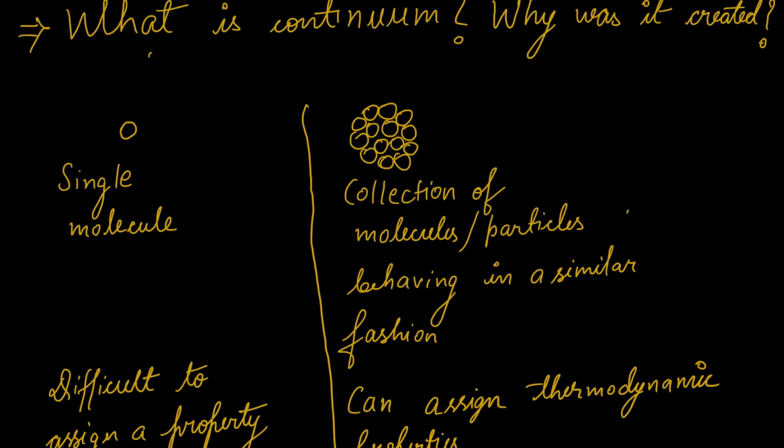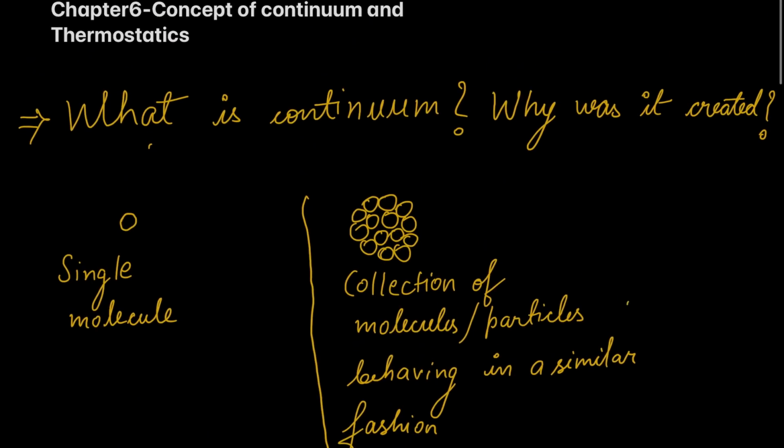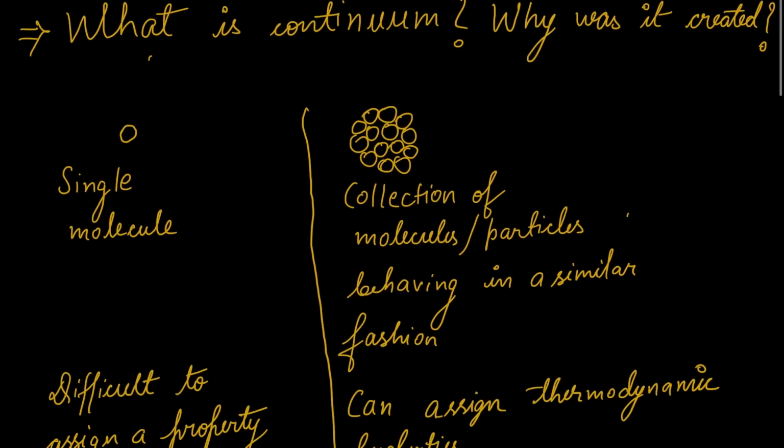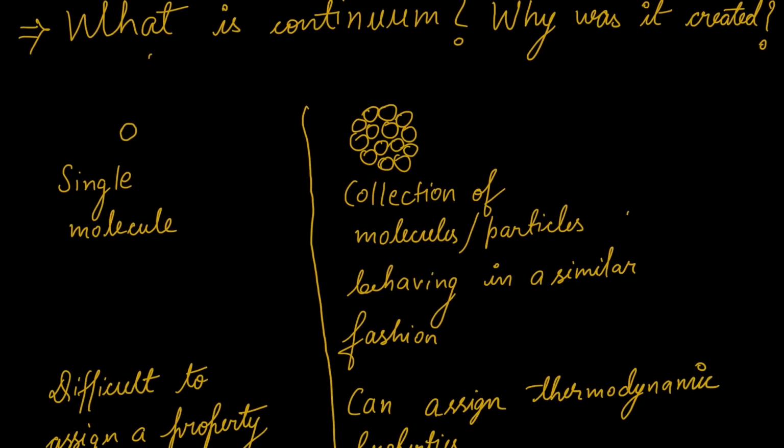We are gonna start chapter 6, which is concept of continuum. So chapter 6 is all about concept of continuum and what is thermostatics. So let's begin. What exactly is continuum? To understand what is continuum and why was it created in the first place? I mean, don't we have enough things to complicate thermodynamics? Now, why is this continuum over there? So we try to understand why concept of continuum is what it is, why is it essential in thermodynamics.